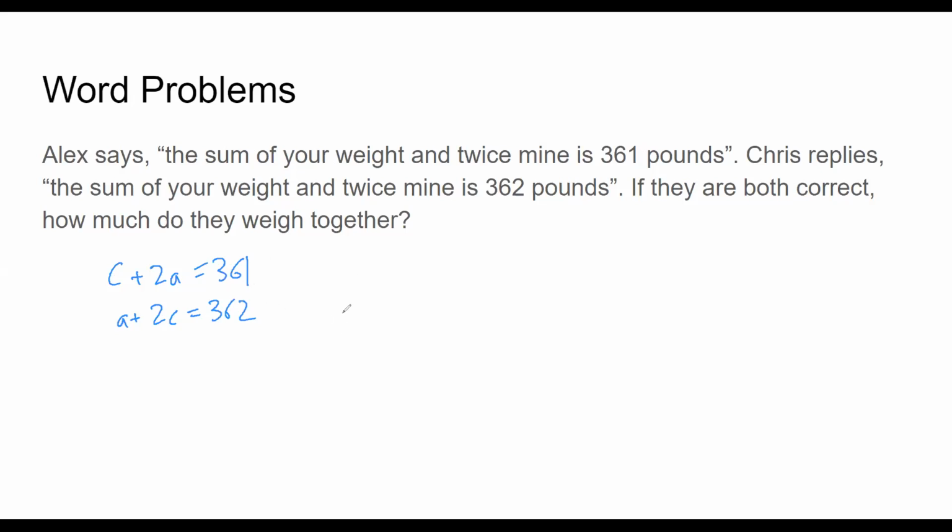However, in this question, there's actually a trick to do it a little faster. The question asks for how much do they weigh together? So that's the sum of their weight. So that's going to be A plus C. This is what we're looking for. So does anyone see a faster way we can get A plus C from this?